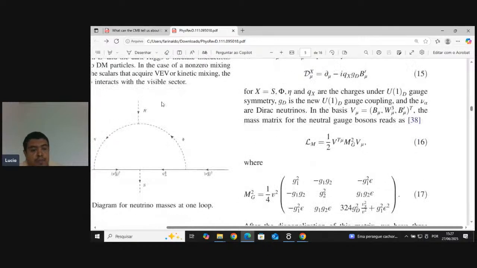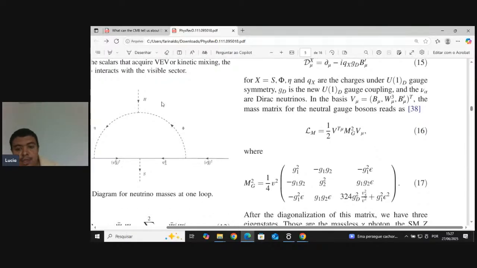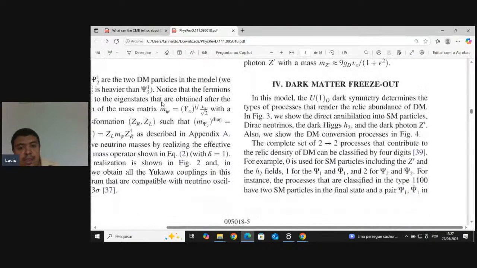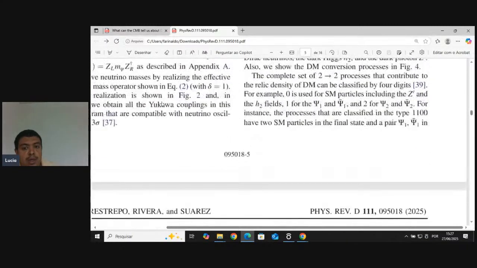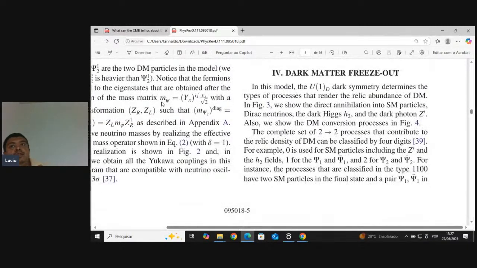So these three bosons, B, B' and W3, are going to mix, and they are going to form three mass eigenstates that are the photon, the Z boson, and the new Z'. Now we're going to talk a little bit about the dark matter phenomenology. We have two dark matter candidates.